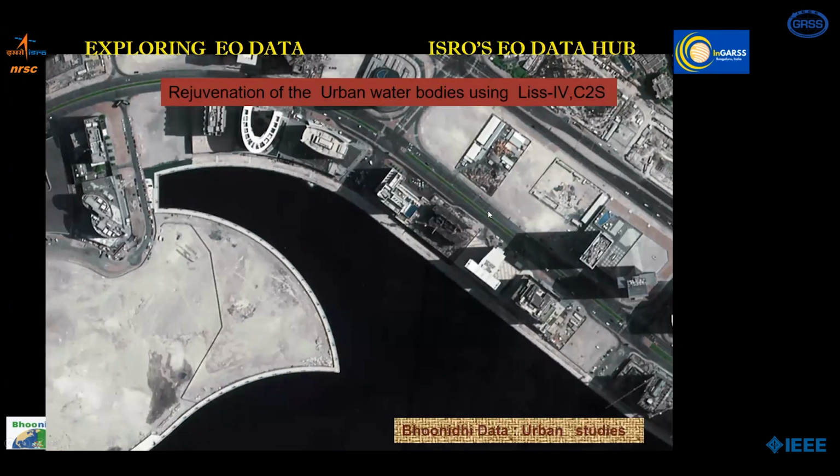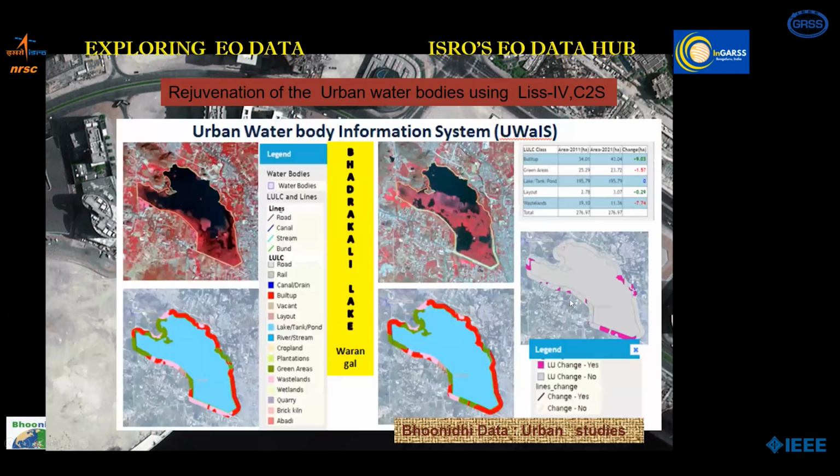We also have data in the high resolution category. Thereby, these sensors are being used for the projects of the urban water body information system, where the urban water bodies, which are at a very high resolution scale, are being mapped on a national level basis.